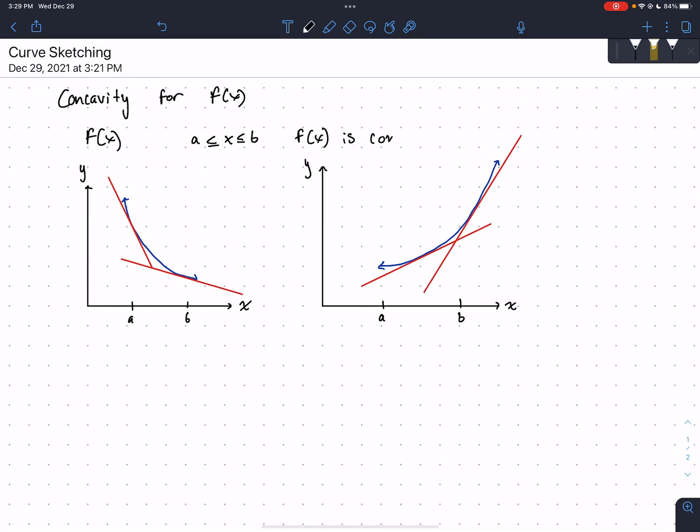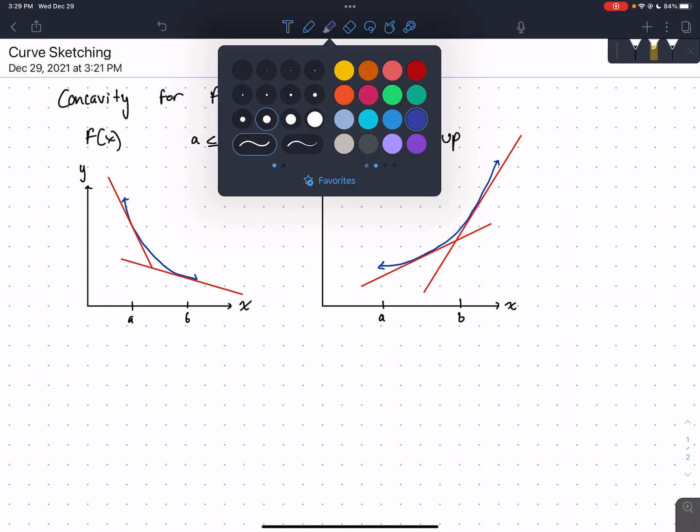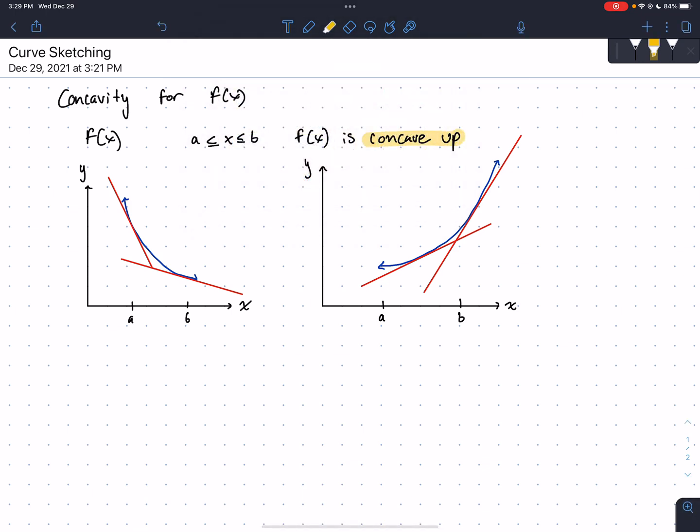This f of x is concave up. That's what it means. Just to highlight, we're looking at the rate of change of the tangents, which are increasing.